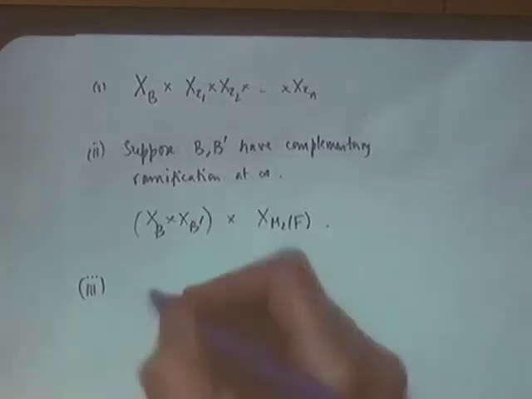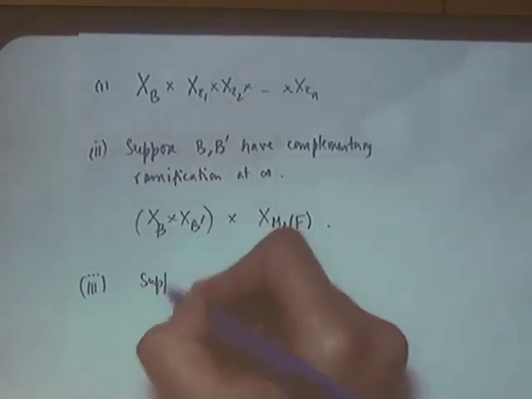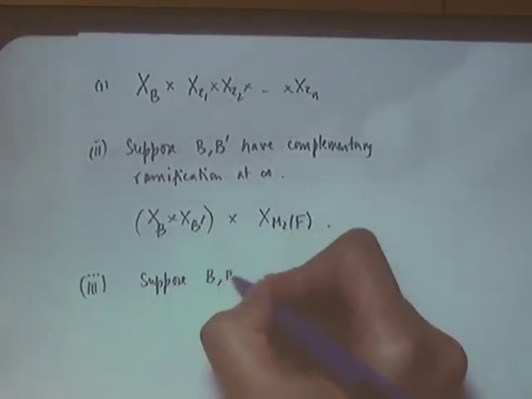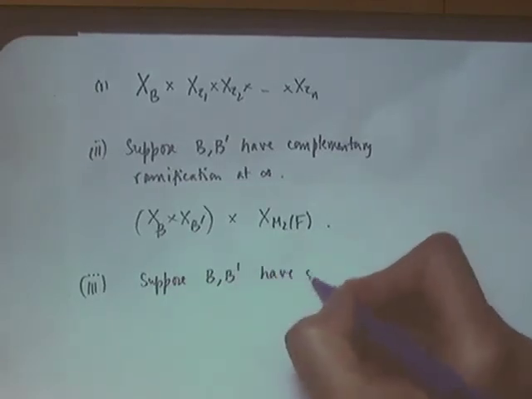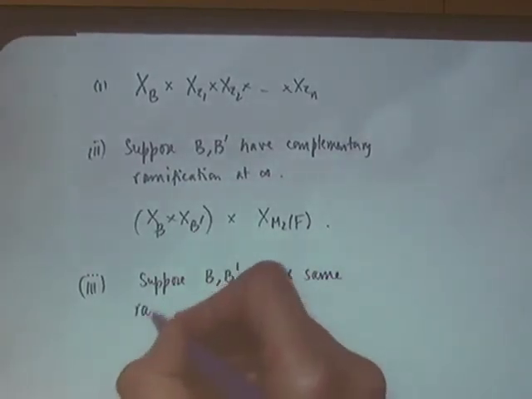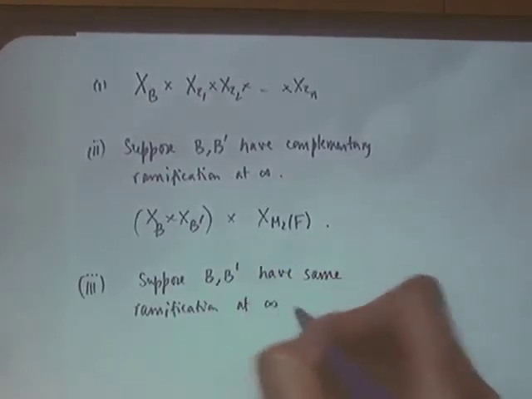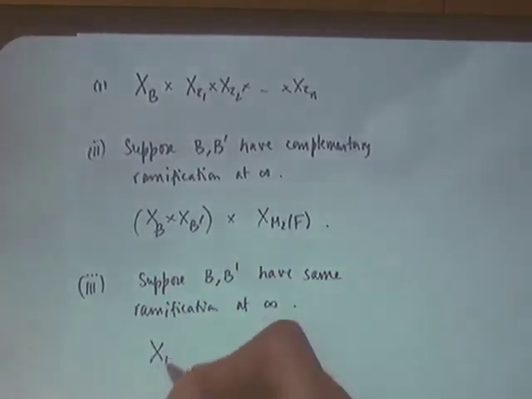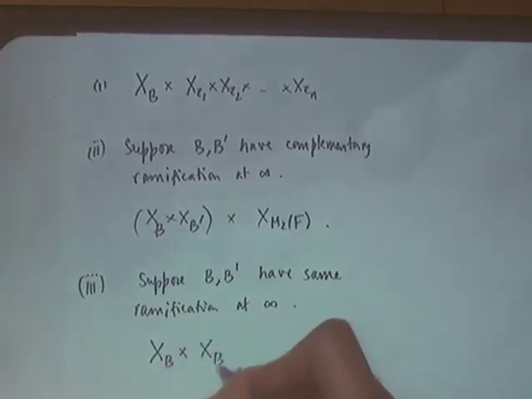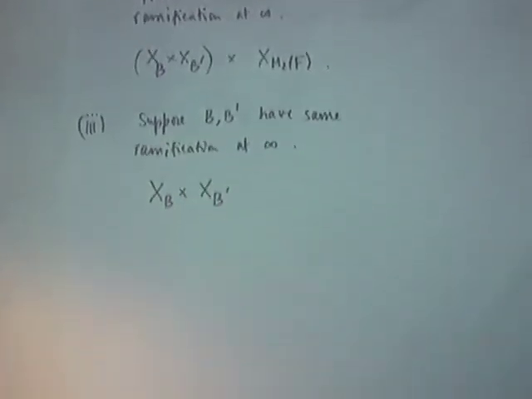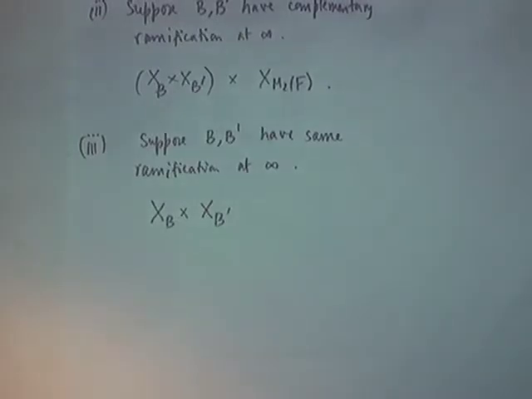And thirdly, this is even weaker. Suppose B and B prime have the same ramification at infinity. Then there should be a cycle on just X sub B cross X sub B prime that realizes the fact that the two representations that you get there are isomorphic.